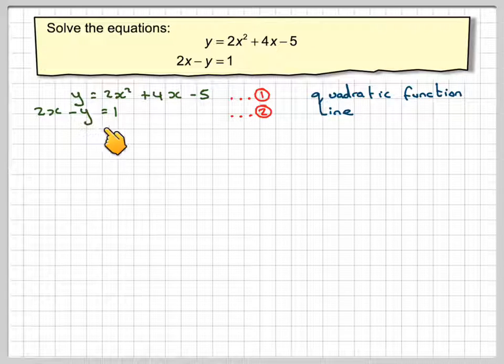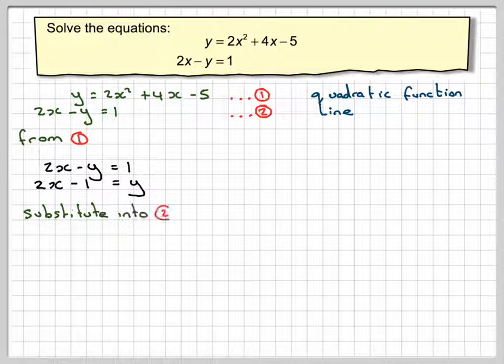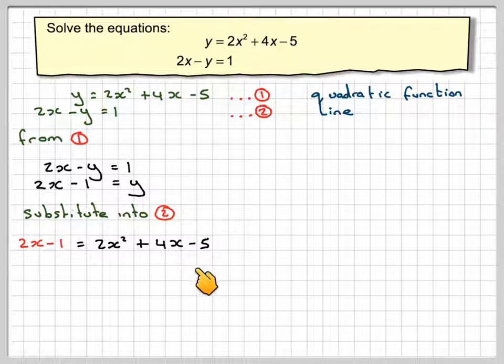Right, so we start with the line, from 2, which is 2x minus y is equal to 1. What we're going to do is add y and take 1 from both sides. That will give me 2x minus 1 is equal to y, i.e. either make x or y one of the subjects. Now because y is the subject, I can substitute that into 1. So instead of y, I can now put 2x minus 1 is equal to x squared plus 4x minus 5.